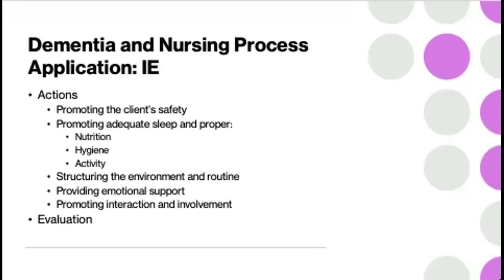And we want to promote interactions and involvement by planning activities geared towards their interests. We can do things like reminiscence therapy, where we maybe go through a photo album and they can tell us, reminisce about those past experiences. If we have a client who's really giving a lot of attention and energy towards wanting their family to come and they're crying about their family, we want to distract them. We want to shift that attention, that energy, to a more neutral topic.